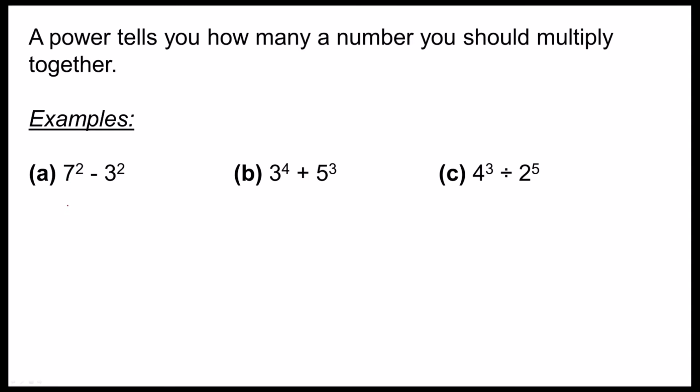So 7 squared means 7 times 7, which is 49. 3 squared means 3 times 3, which is 9. So I need to work out 49 take away 9, which I know is 40.